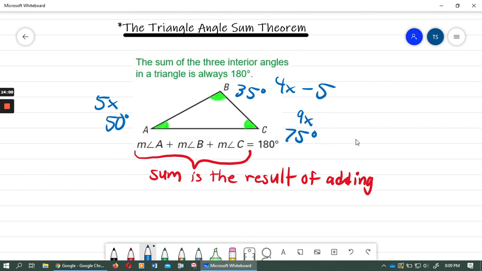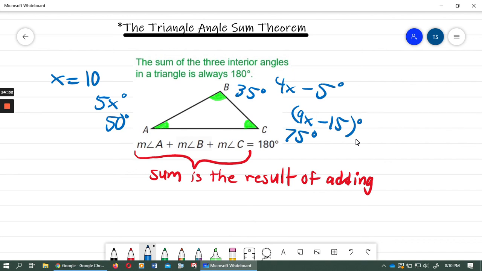or 9x minus 15. So it can either be numeric values, or it could literally be variable expressions. But one way or another, guys, the sum of those three interior angles is going to be 180 degrees in any triangle, okay? And that is the triangle angle sum theorem.